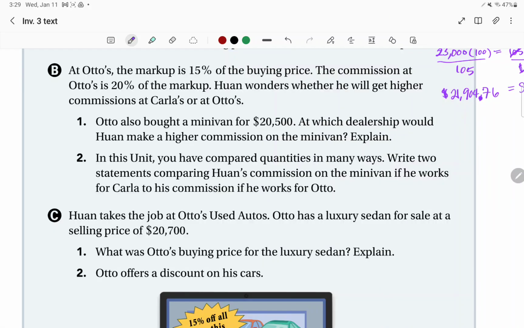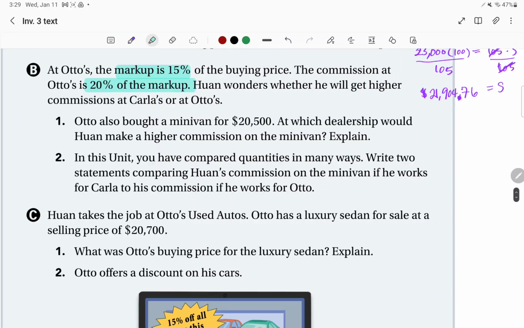So now let's take a look at Auto's. So here at Auto's, it says that the markup is 15% of the buying price, and the commission is 20% of that markup. So Juan wonders whether he will get higher commissions at Carla's or Auto's, and that's what we're trying to figure out. So Auto's also bought a minivan for $20,500, just like in 3A with Carla. At which dealership would Juan make a higher commission?